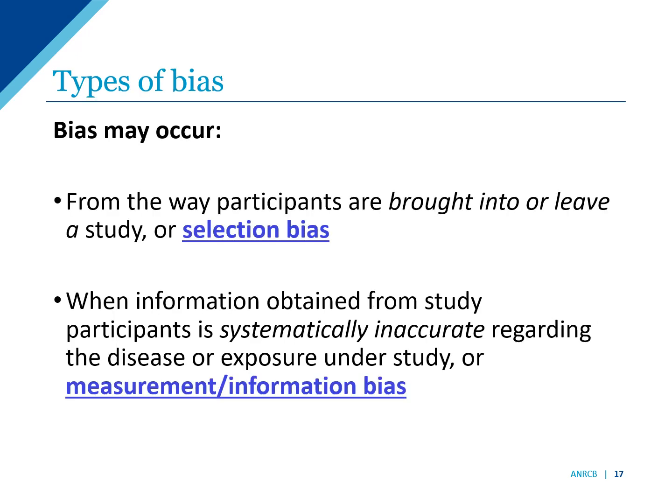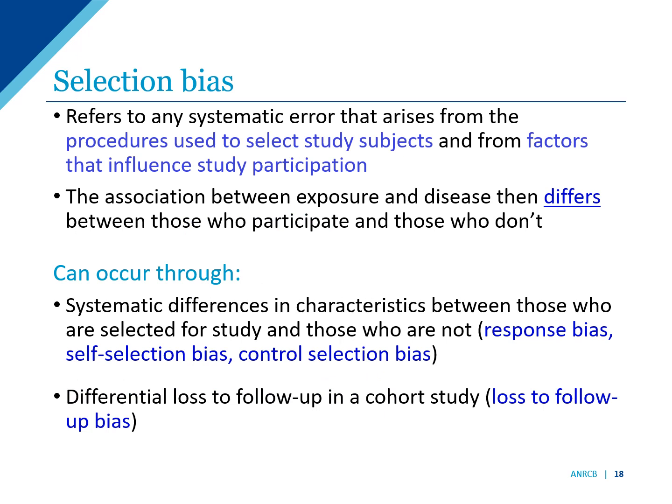Most commonly, bias occurs by the way participants are brought into or leave a study, or selection bias, or when the information that we obtain from studied participants is systematically inaccurate, which is measurement or information bias. Selection bias refers to this systematic error that arises from procedures used to select study subjects or factors that influence study participation. And then we see that the association between the exposure and the disease or outcome differs between those who participate and those who don't.